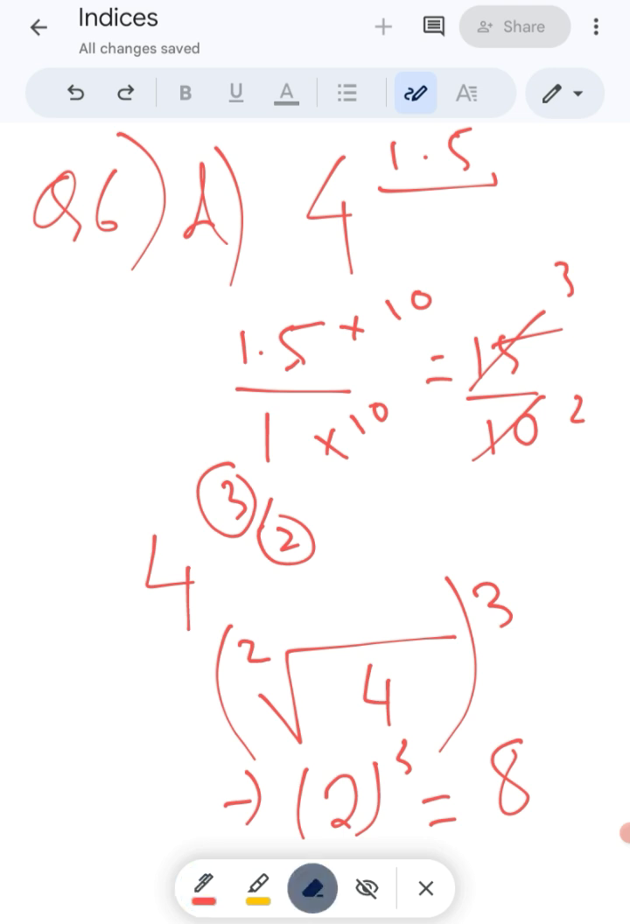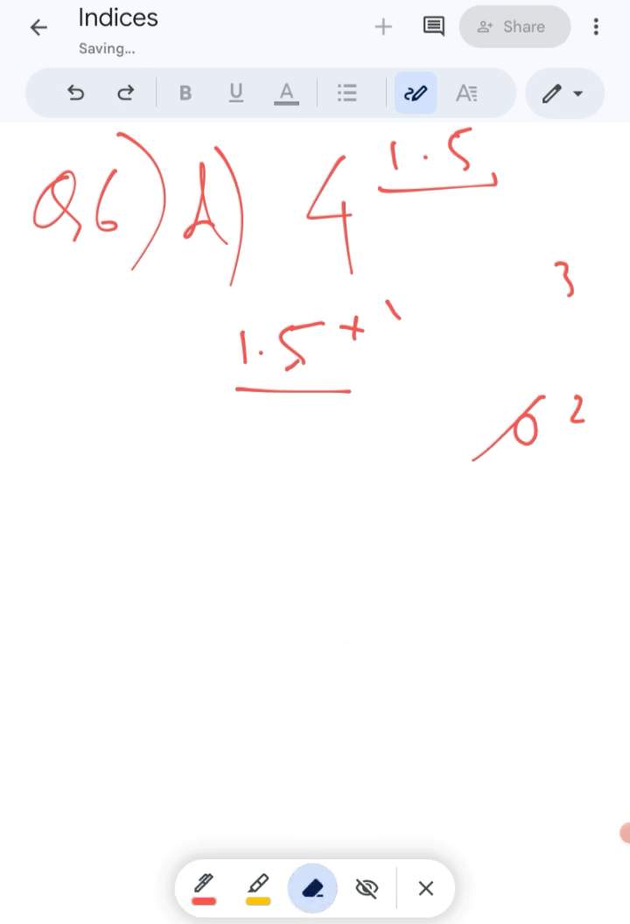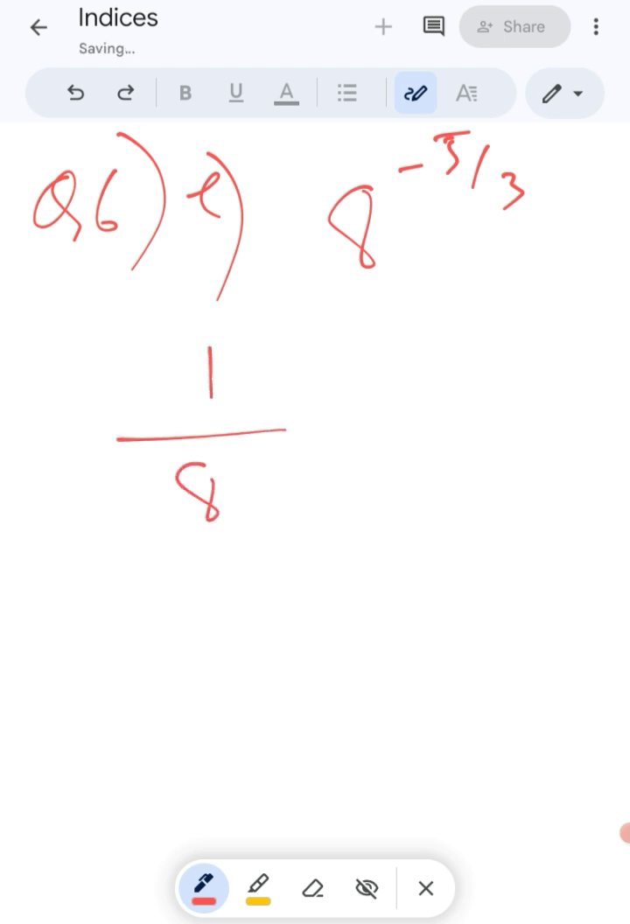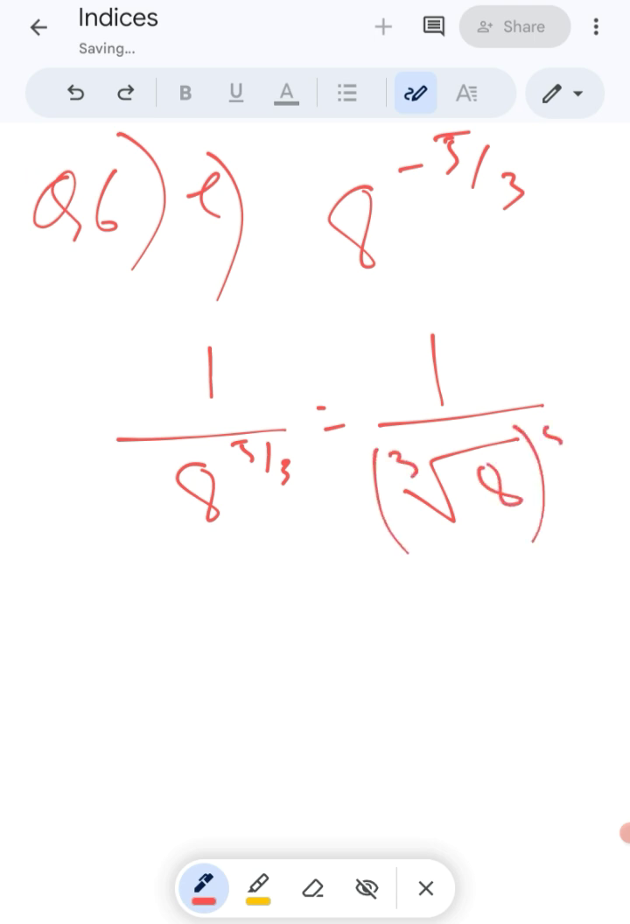Moving on further, it says 8 raised to the power minus 5 upon 3. Okay? Now, for your minus 5 upon 3, how can I write that? 1 upon 8 raised to the power 5 upon 3, right? Now, once I have written it like this, I will put that in the root form. 8 here, 3 outside and 5 outside the bracket.